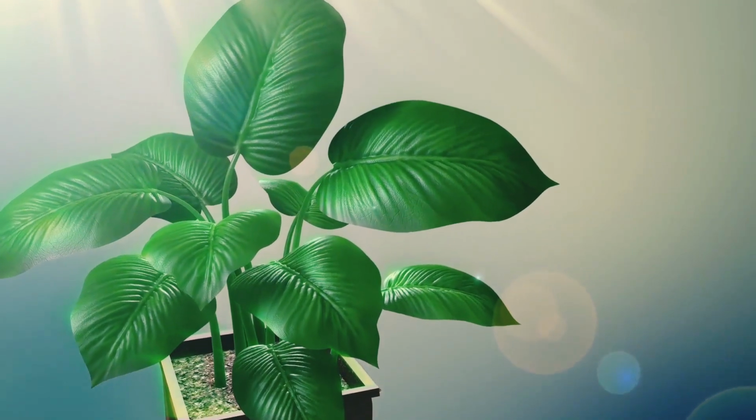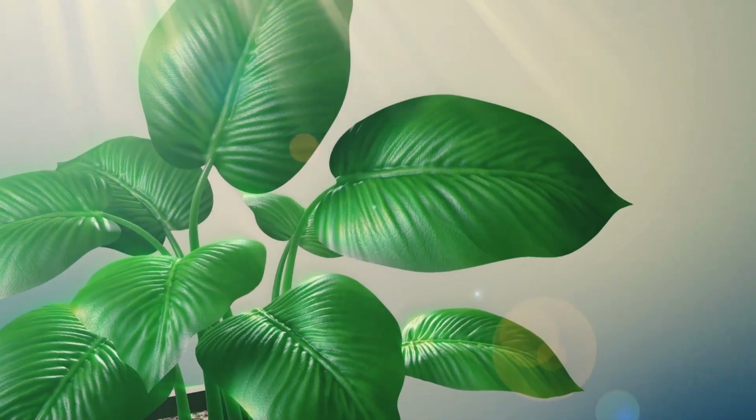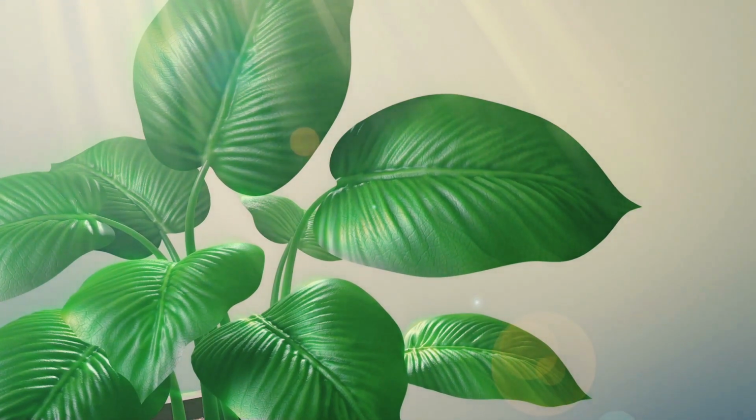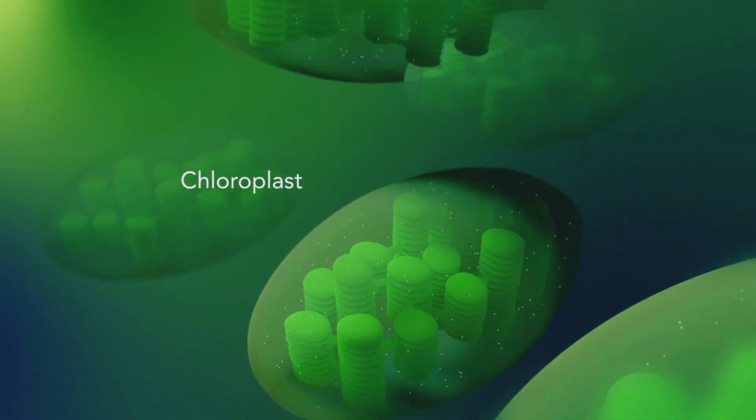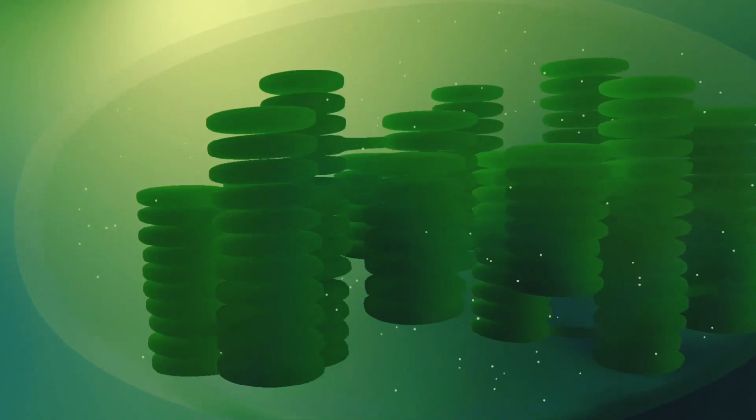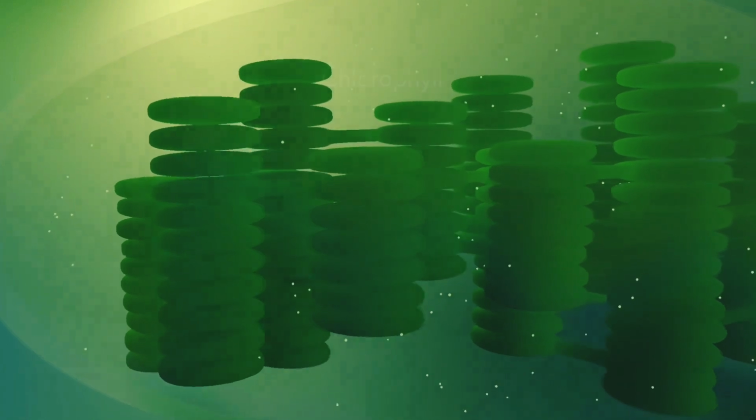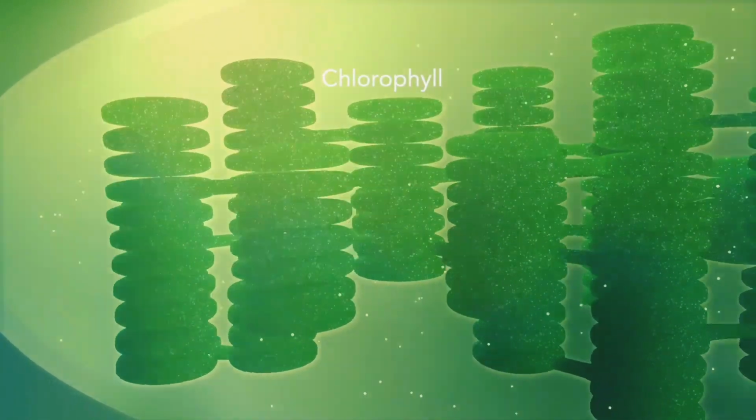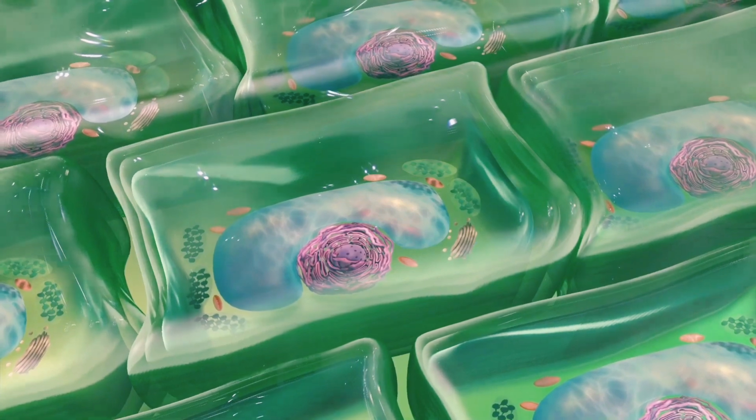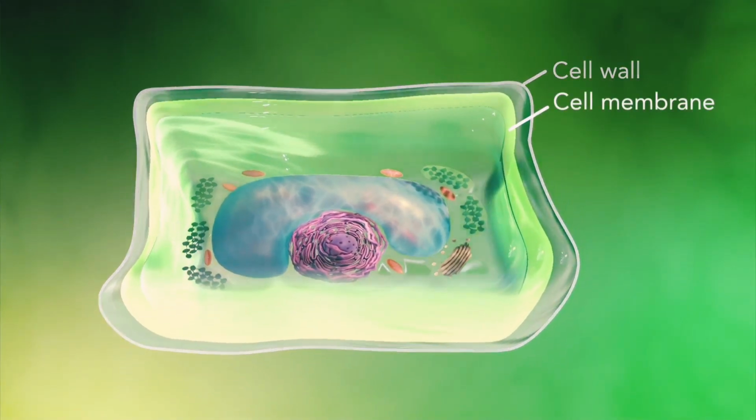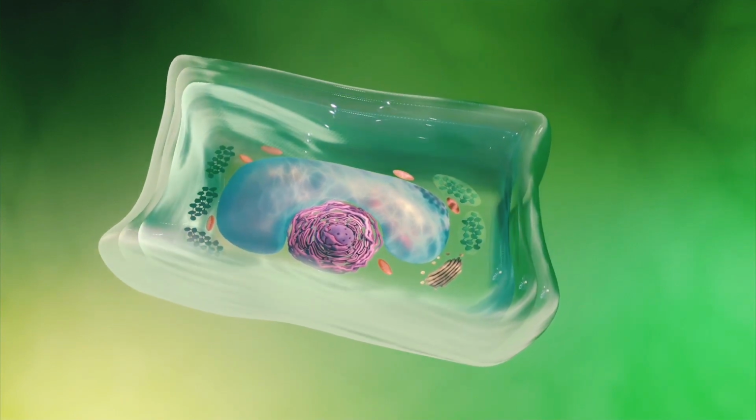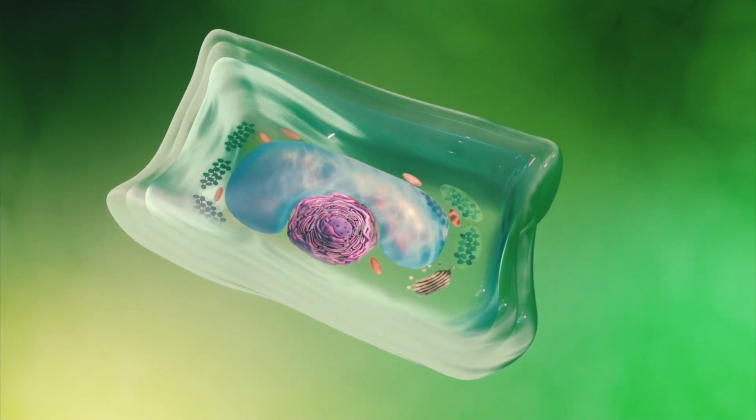Some organisms, such as plants that are photoautotrophic, meaning they capture sunlight for energy, have cells with an organelle called a chloroplast. The chloroplast is where photosynthesis happens. It's green because it has a green pigment called chlorophyll. Plant cells also have a cell wall outside of their cell membranes that shape, support, and protect the plant cell. Animal cells never have a cell wall.